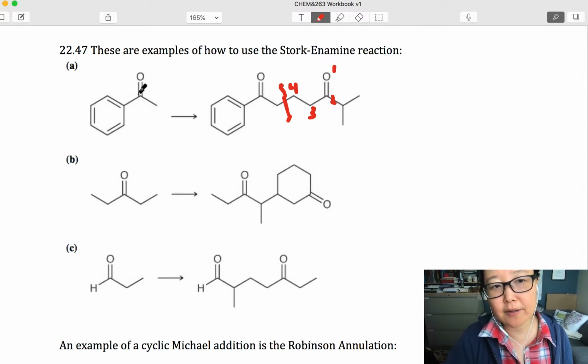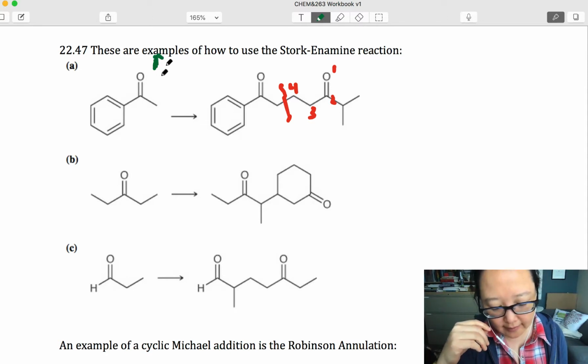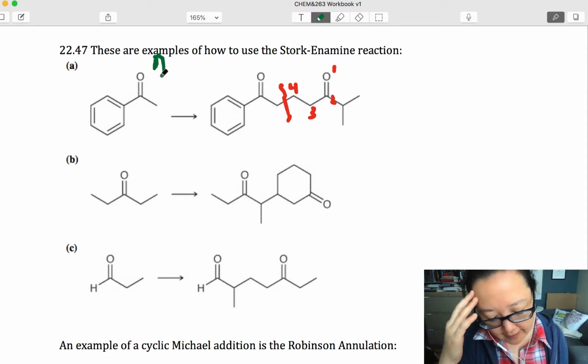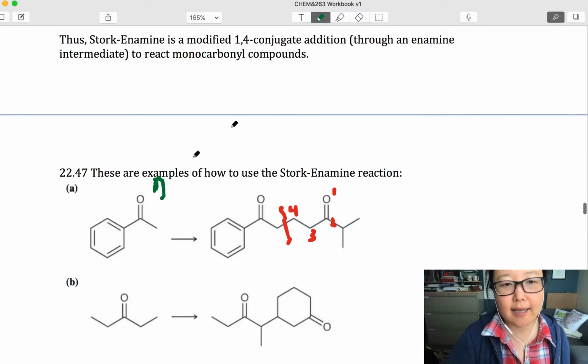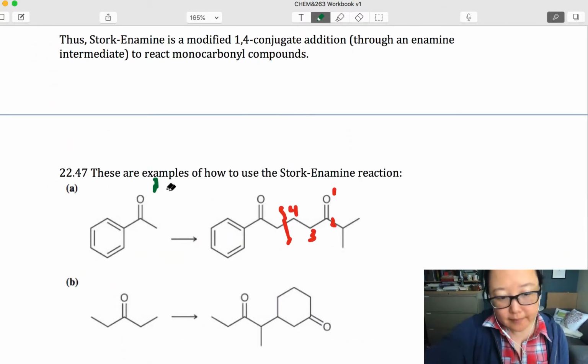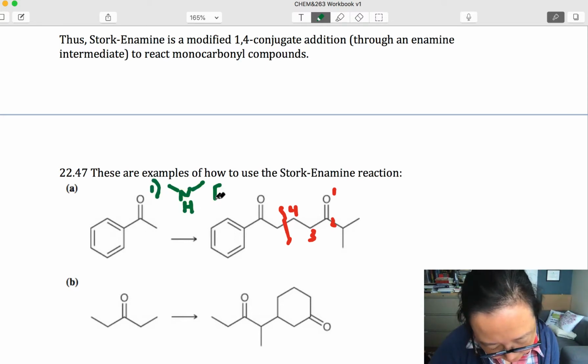So if I know this is a hard nucleophile, I need to soften it up. I'm going to use the Stork enamine. So my first step is to make the enamine out of this carbonyl by adding some kind of amine, and it doesn't matter what it is because it comes on and then it comes off, right? So I just need any kind of amine. So maybe I'll just use dimethylamine and some catalytic acid just to help aid in some of these proton transfers.